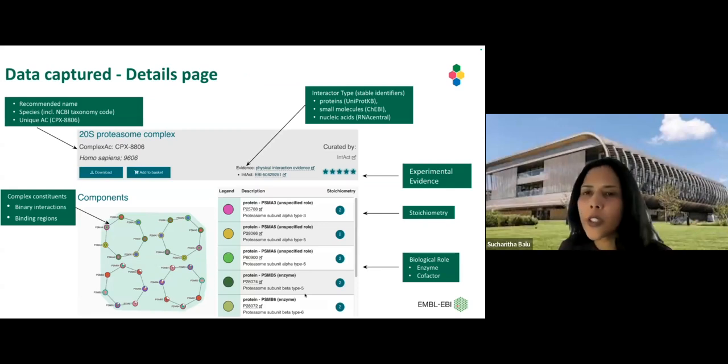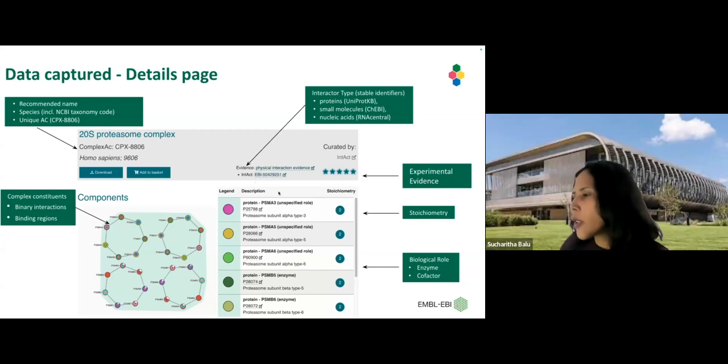So when you search for complexes and you go into the details page for a complex, this is what you'll see. Here I've got an example of the 20S proteasome complex. In the top left, we start with a recommended name. This is the name that a curator assigns based on how the complex is popularly referred to in scientific literature. Then you will also see a species name with a tax ID. Then you have a unique Complex Portal accession number assigned to it.